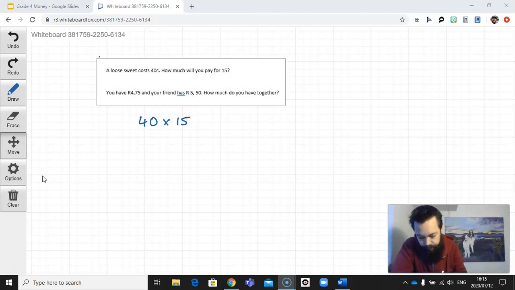Okay, so there are many ways that you can multiply, and multiplication is not this lesson. But if I did this in my head, I would go, well, I've got a smiling 0, so I'm going to put my smiling 0 there, and I'm going to do 4 times 15. So 15, 30, 45, 60.